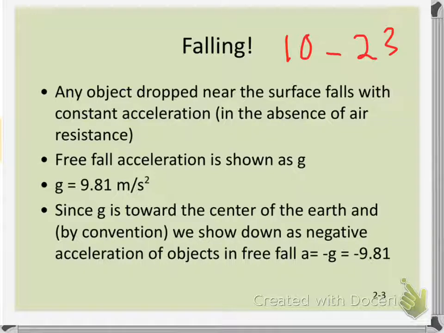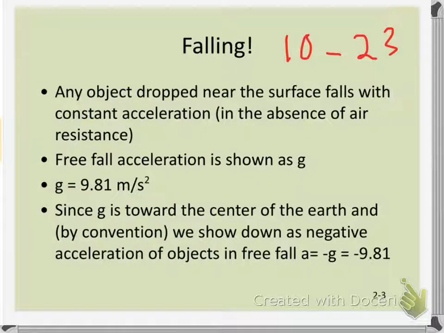So we call this free fall acceleration, and it is abbreviated with g, lowercase g, not a capital G. So g is equal to 9.81 meters per second squared. That's the commonly accepted number. If we were performing a Fermi estimate with acceleration due to gravity, we would just say 10 to the first, roughly 10 meters per second squared.